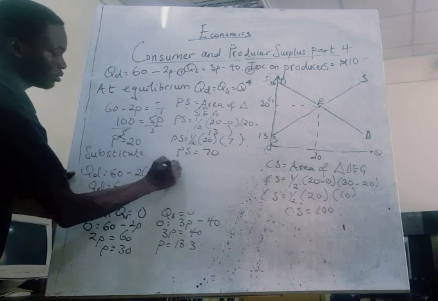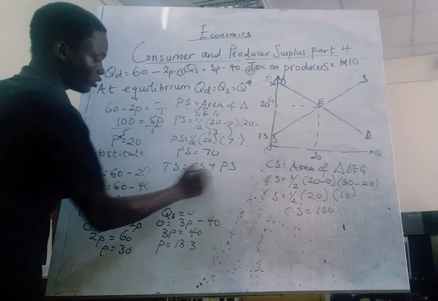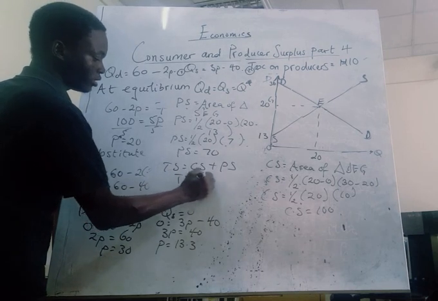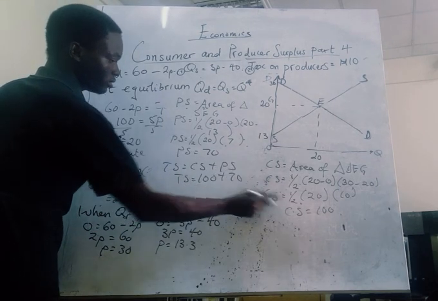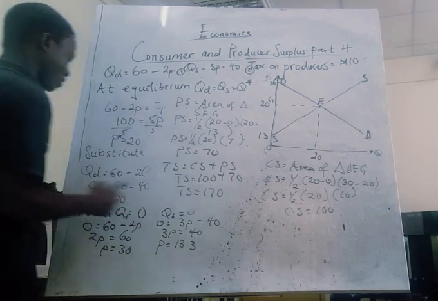Total surplus now. Total surplus is the sum of the consumer surplus and the producer surplus, which is 100 plus 70. So TS now equals 170. Okay, good.